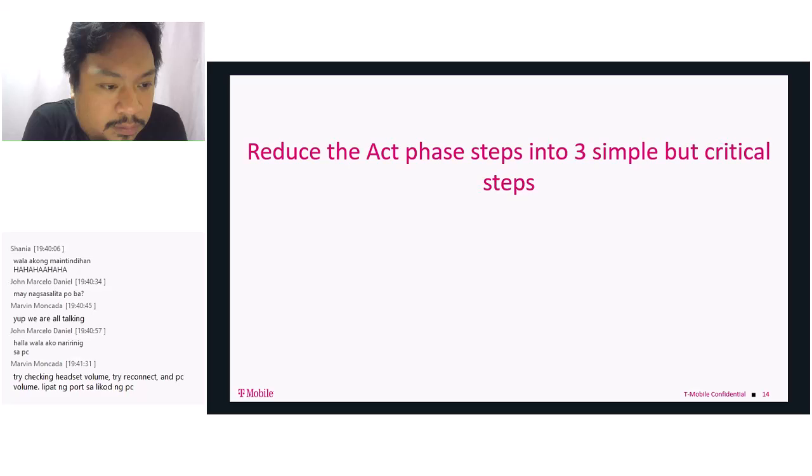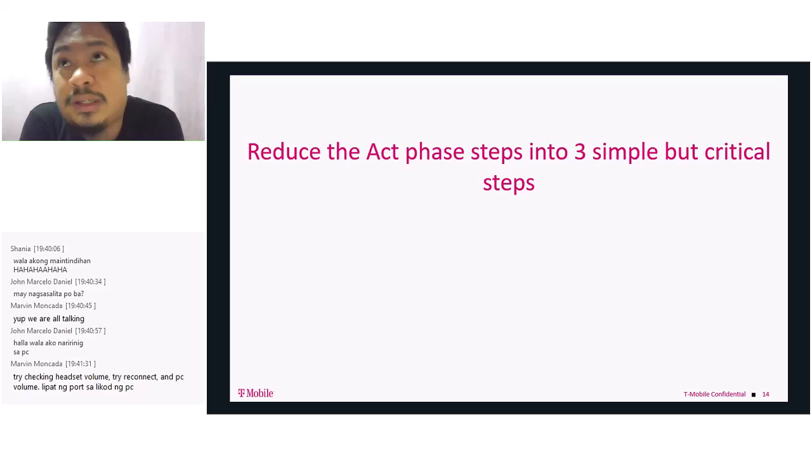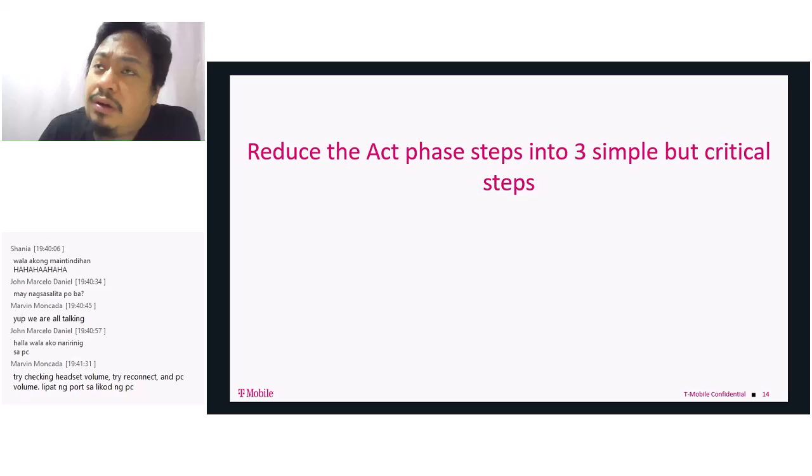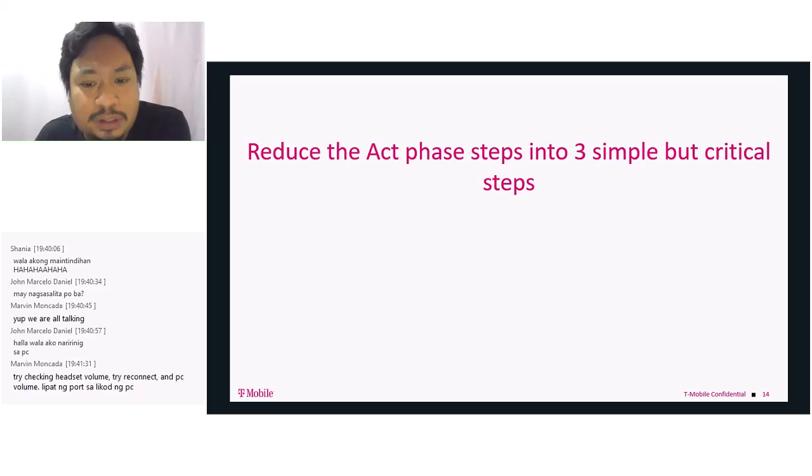Nakakatuwa ito, tatumbling kayo after you understand the act phase. Kasi ipre-predict ko yung magiging reaction ninyo. Your reaction after the act phase could be, yun lang pala yun. Check natin ah. So, after the preparation phase, you need to do the act phase. And to make it simple, the act phase is spark action.